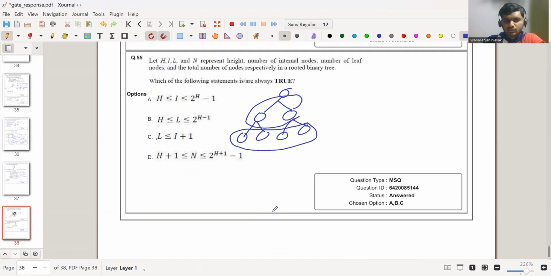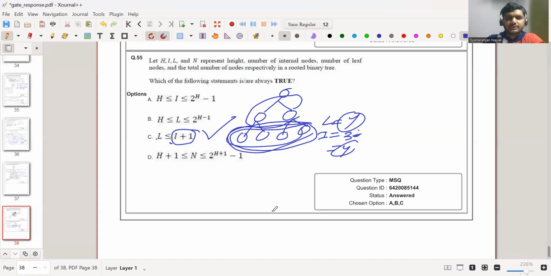So leaf node is always less than or equal to I plus 1. Okay, you notice here leaf node equal to 4 and internal node equal to 3. Okay, plus 1 meaning 4. So it is either equal to or less than. So it is always correct because it is the maximum possible leaf count. Okay. So option C is correct.